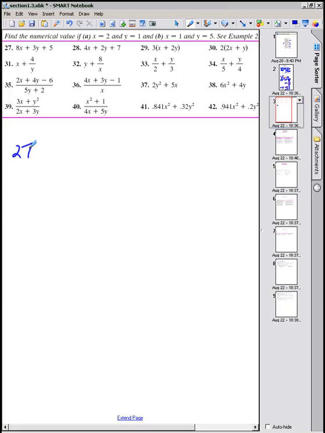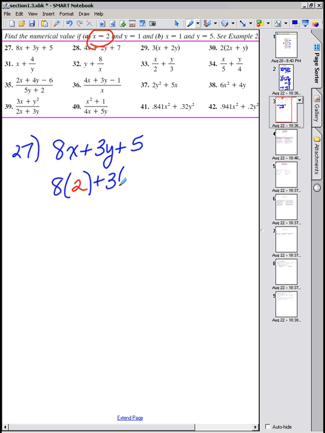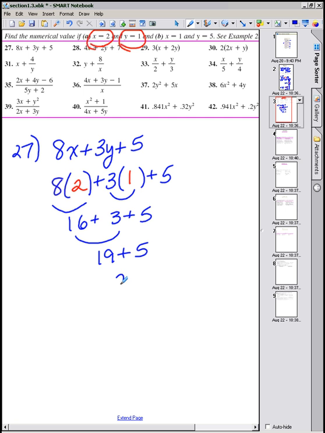Number 27 is to find the value of 8x plus 3y plus 5. So here this is 8 times x. Well, what is x? x is 2. Then plus 3 times y, y is 1. And then the rest of that stays constant. So using order of operations, 8 times 2 is 16, plus 3 times 1 is 3, plus 5. So adding from left to right, 16 plus 3 is 19, plus 5 is 24. I won't do it with the other values, it's the same method.